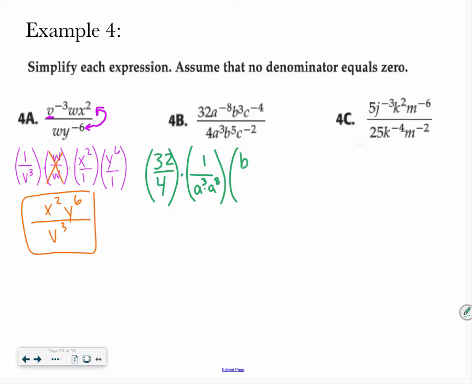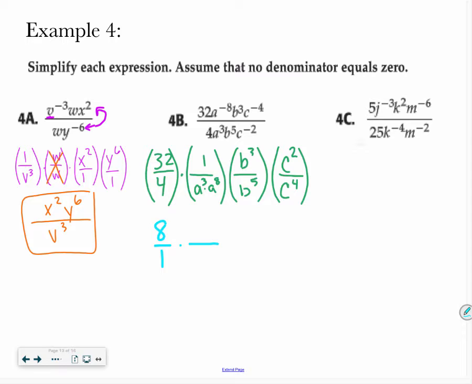I have a b to the 3rd, b to the 5th. Both of those are positive, so they stay where they are. And then my c exponents are both negative, so I'm going to flip where they are. My negative 2 goes to the top, and my negative 4 goes to the bottom. Now I just go through and I simplify these. So 32 divided by 4 gives me 8. It's like an 8 over 1. And then I have 1 over 8, a to the 3rd times a to the 8th.